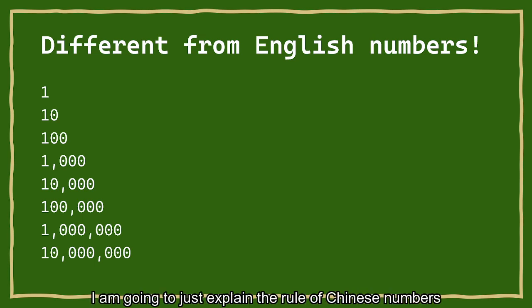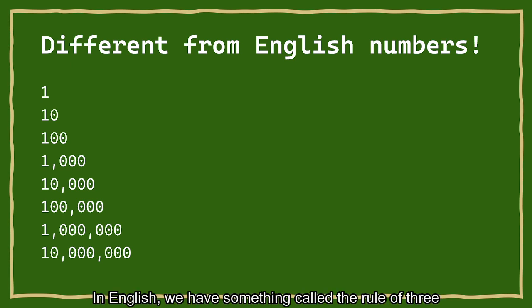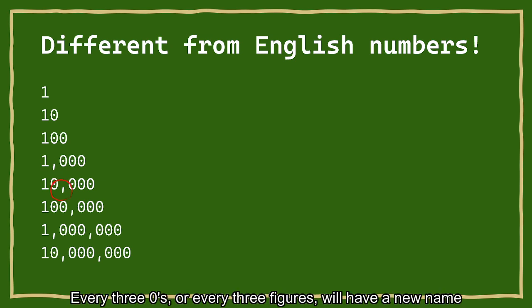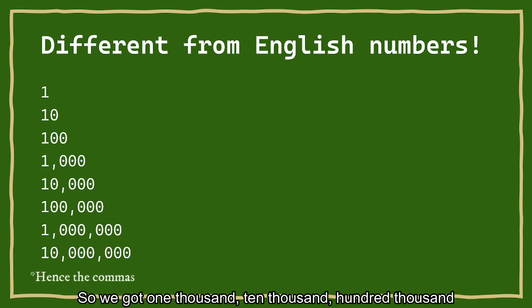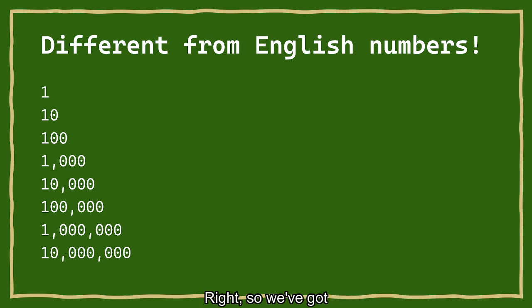First of all, I'm going to explain the rule of Chinese numbers. They are different from English numbers, bear that in mind. In English, we have something called the rule of three, right? Starting from 1,000, every 3 zeros or every 3 figures has a new name. So we've got 1,000, 10,000, 100,000, and then a million. That's when you get 6 zeros, right? So we've got 1, 10, 100, and 1,000.